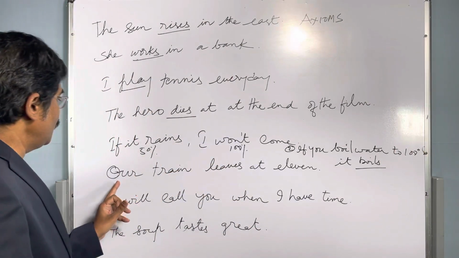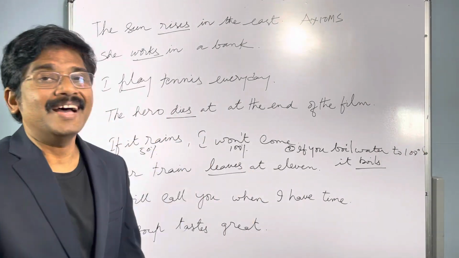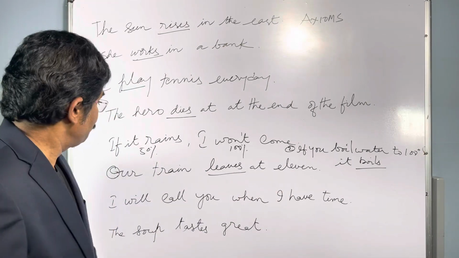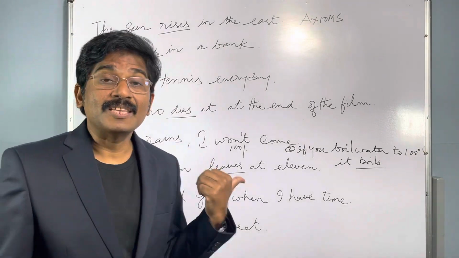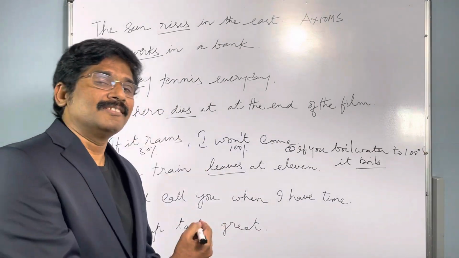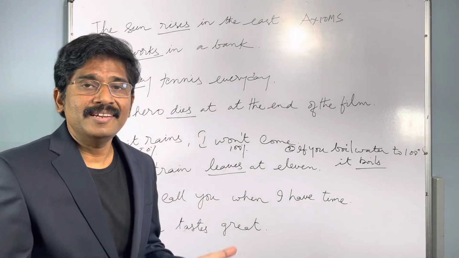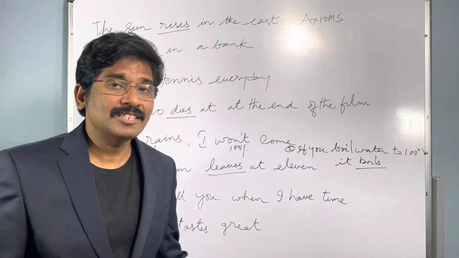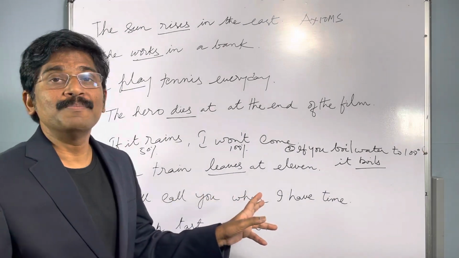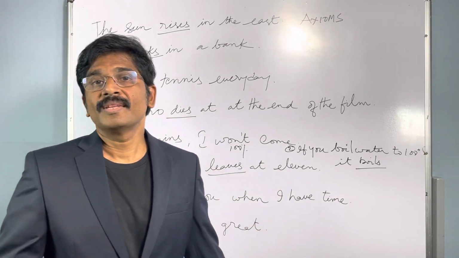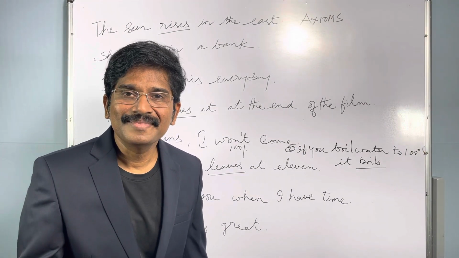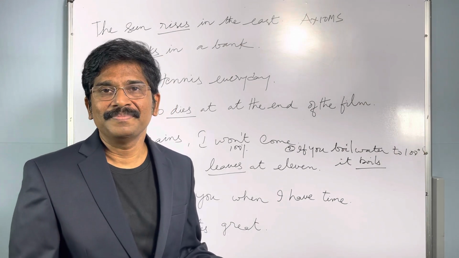How is that? Our train leaves at 11 o'clock. If it is a part of the timetable, it is fixed, right? As today, it's the same time. Tomorrow again, it's the same time. So it's a part of the timetable. When it's a part of the timetable, we use simple present tense. Our school starts at 9 a.m. tomorrow. Right? It's a part of the timetable. So that is how.